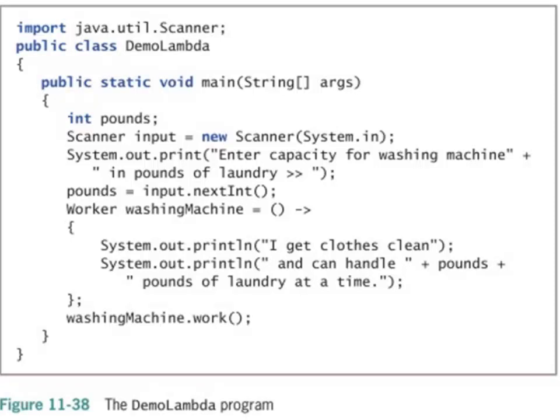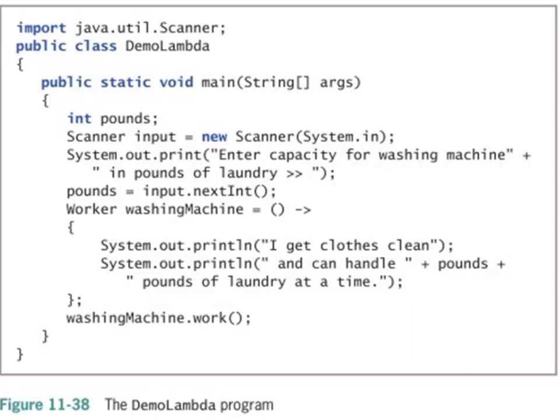A lambda expression creates an object that implements a specific type of interface known as a functional interface. A functional interface is an interface that contains just one abstract method. So in the Worker interface, we only have the abstract work method. So the Worker interface qualifies as a functional interface. This program demonstrates a lambda expression.